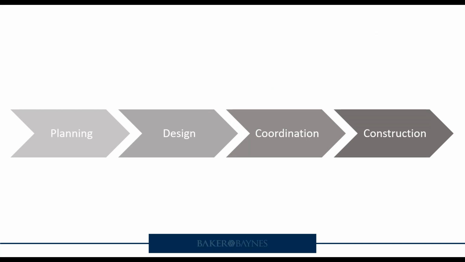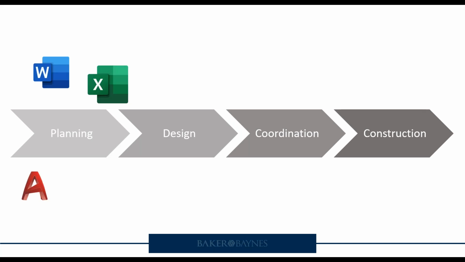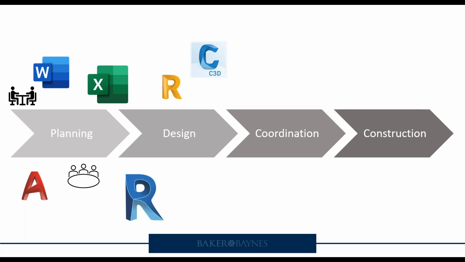So if we look at a very rudimentary project lifecycle going from planning to construction, it's not necessarily as linear as what it looks like here, but just for simplification, at the planning stage, typically you would use documentation, a 2D CAD application, and then Word and Excel is also very commonly used. And then, of course, there's a lot of meetings and gatherings and things in the planning phase.